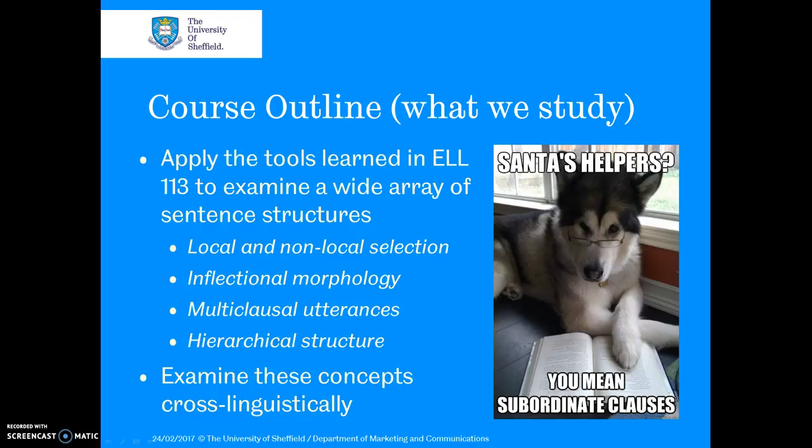We'll specifically study the distribution of DPs, such as reflexives, like himself, pronouns, him, or what are called referring expressions, like Santa, and see how they can appear in very different places in the sentence. Each of the concepts that we examine in English we'll also examine in several other languages. In this way, we'll talk about the universal properties that might underlie human language cross-linguistically.